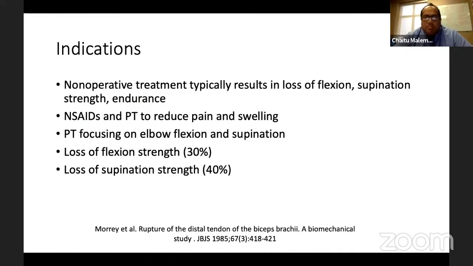Indications, operative and non-operative. Non-operative treatment typically results in some loss of flexion, supination, strength, and endurance. Non-operative management includes anti-inflammatories and physical therapy to reduce the pain and swelling. Physical therapy obviously focuses on elbow flexion and supination, which are the main functions of the biceps. According to a study by Mori in JBJS, the loss of the distal bicep tendon attachment can have up to 30% loss of flexion strength at the elbow and 40% loss of supination strength in the forearm.